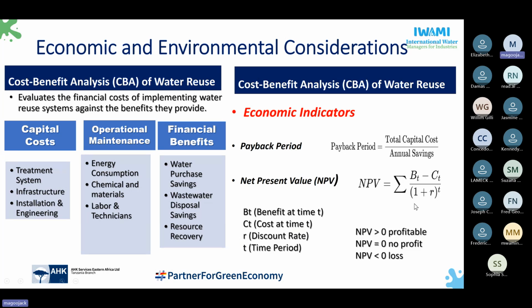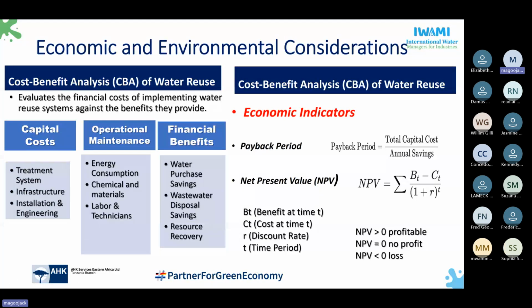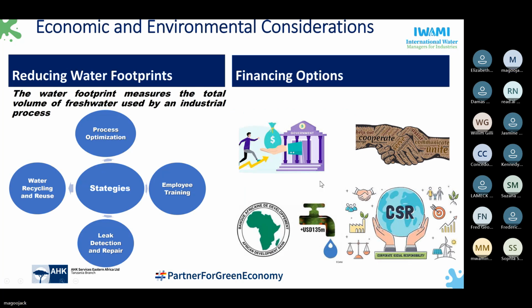So after you have calculated the NPV, how do you now make a decision? If the NPV value is greater than 1, then it means that you can profit from having the reuse and the recycling system within your industries. But if NPV is 0, it implies that there is no net profit. But if the NPV is less than 0, then you will be getting a loss, and it means that there is no need for you to adopt such a system within the industries.